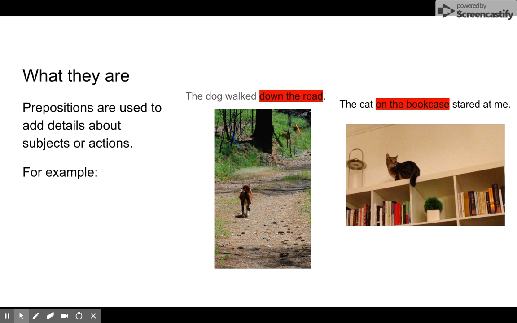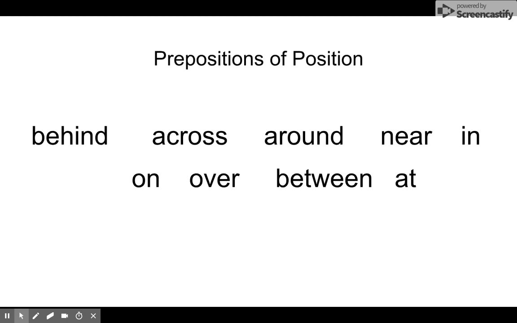The cat on the bookcase stared at me. The prepositional phrase on the bookcase tells you which cat you're talking about. There are many different types of prepositions. First, there are prepositions of position.